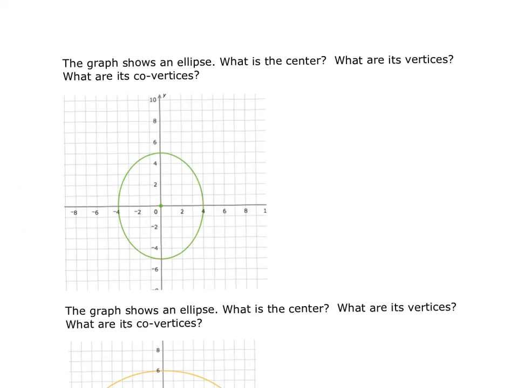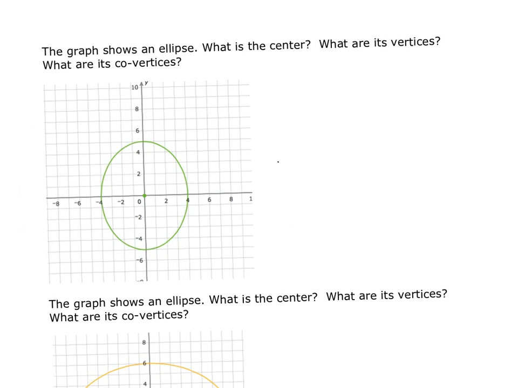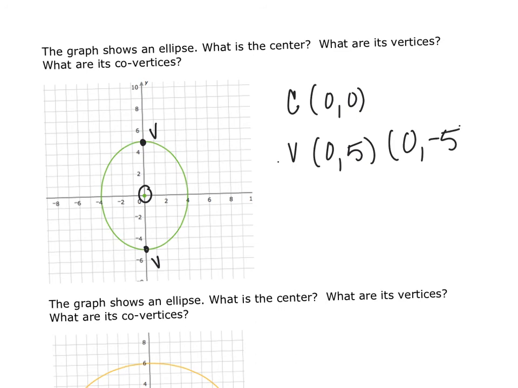Okay, let's try a couple more. The center of this one is (0, 0). It looks like this would be the vertices because this axis has a length of 10. So your vertices will be (0, 5) and (0, -5). And then your covertices are (-4, 0) and (4, 0).